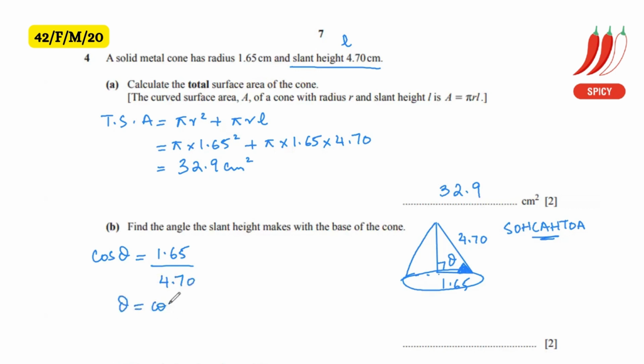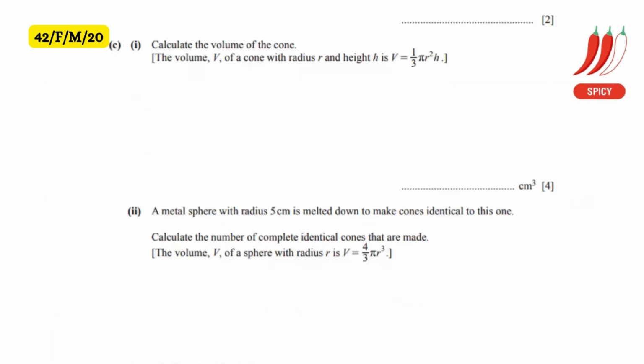So theta equals cos inverse of 1.65 divided by 4.70, and that equals 69.4 degrees. That is your answer. Then it says calculate the volume of the cone. So for the volume, we need the perpendicular height and we need the radius.